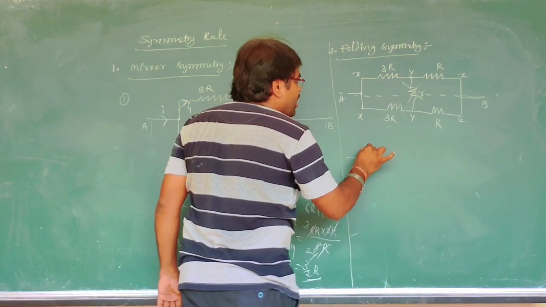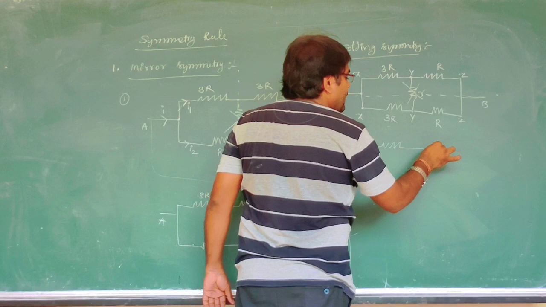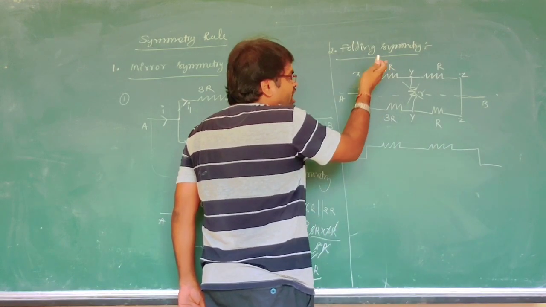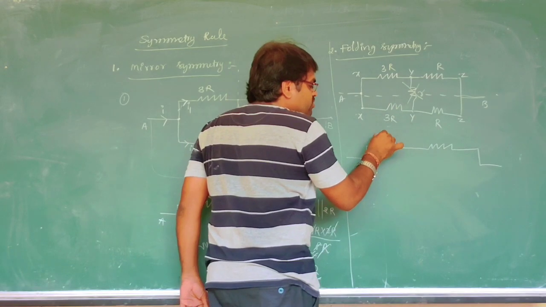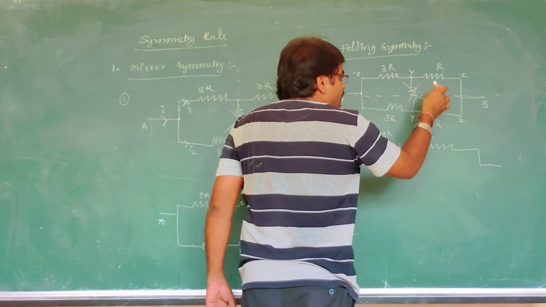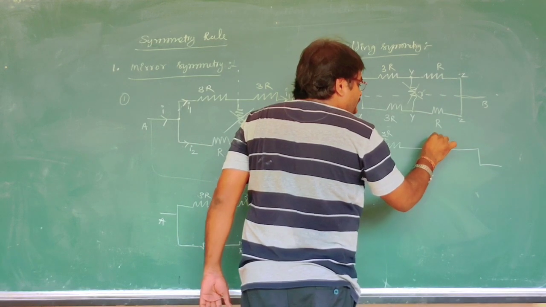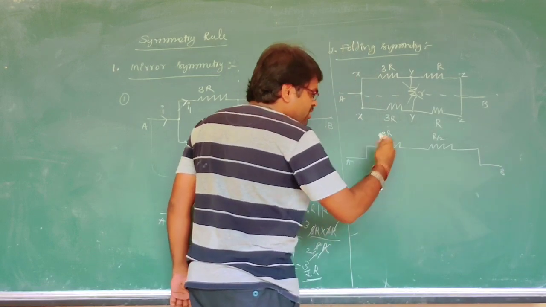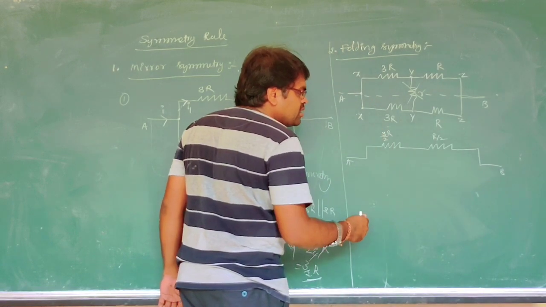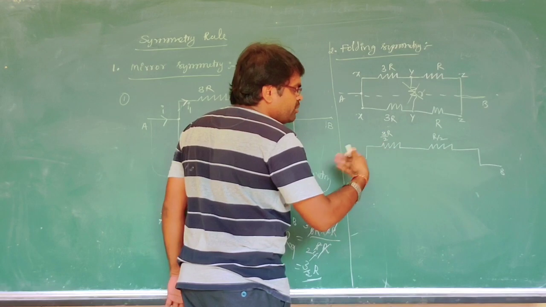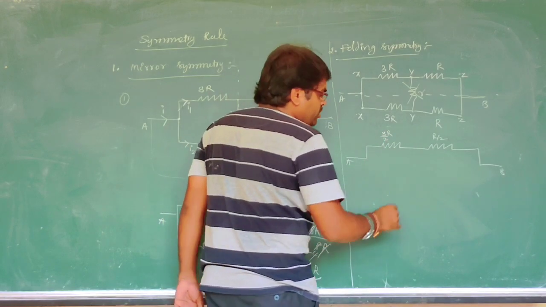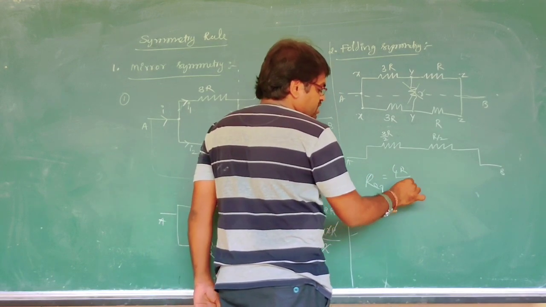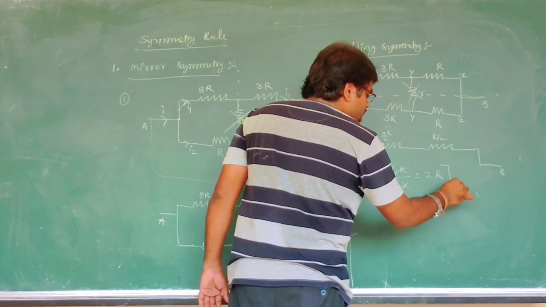What do we say? Folding 3R parallel 3R gives 3R by 2. R parallel R gives R by 2. Then both are in series: 3R by 2, R by 2, 3R by 2, R by 2, which gives 4R by 2. That is the equivalent resistance. It's 2R.